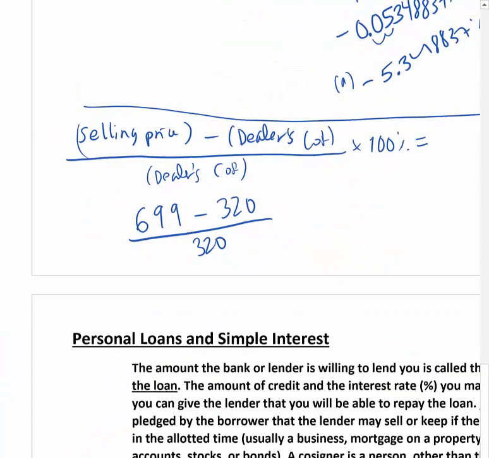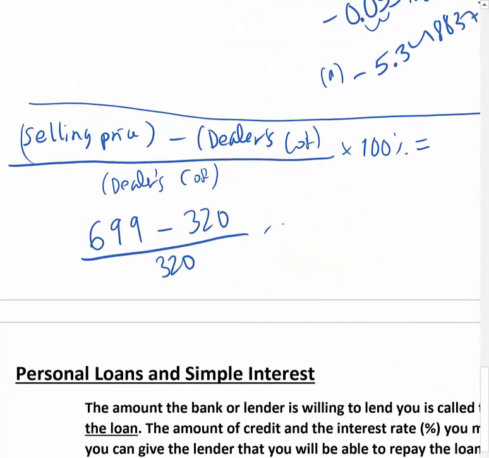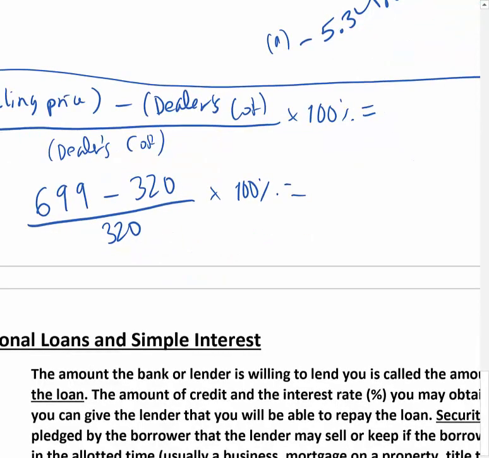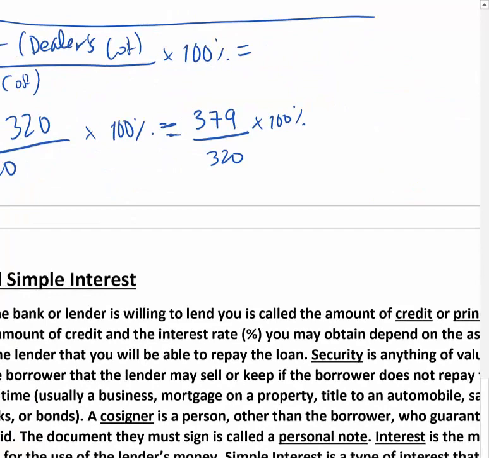And then the same thing goes in the numerator and denominator there. The dealer's cost is twice. And then times 100%. Let's see. So I'll subtract first. $6.99 minus $3.20 is going to be $3.79. And we're dividing that by $3.20 and then multiplying by 100%, and that'll give it to us. So let's divide $3.79 by $3.20.